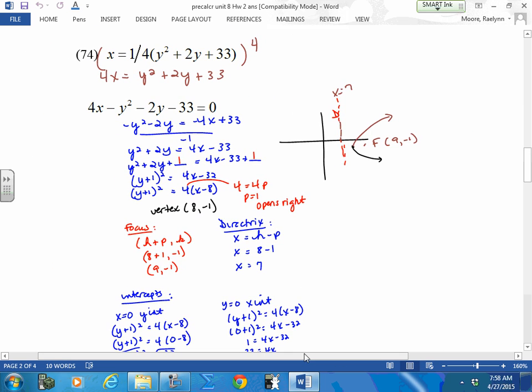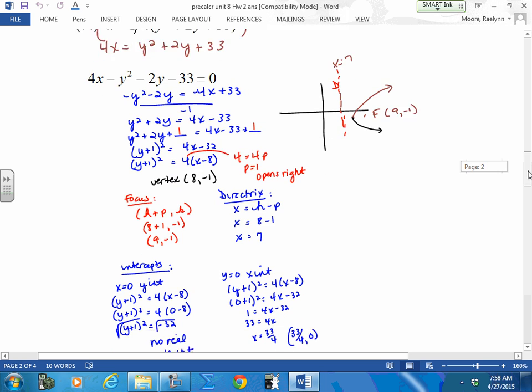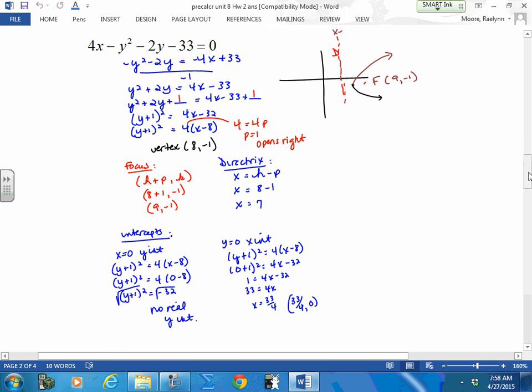Again, get rid of your fraction, multiply by 4. You have a y squared this time. We found p to be 1, so it's opening to the right. Okay. Questions on this?